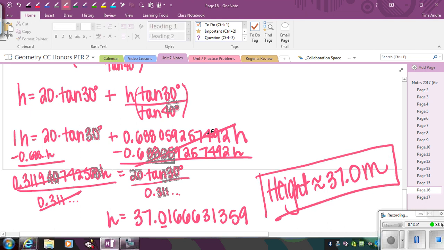So there you have it. And again, you could have solved for x. It wouldn't be wrong to solve for x, but then you would have to plug back in to find h. I just try to make it shorter by going right to solving for h. So get your key ideas written down. Lots of different things to include there, and then check your understanding problems, and we will talk about those in class tomorrow.